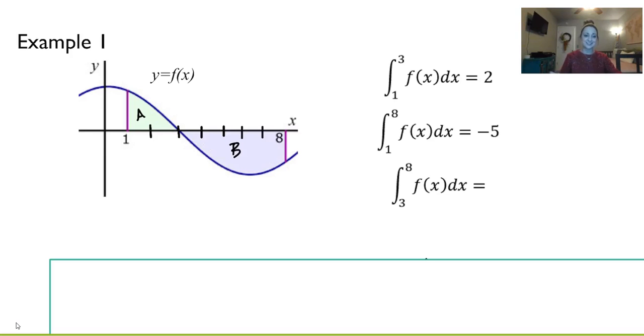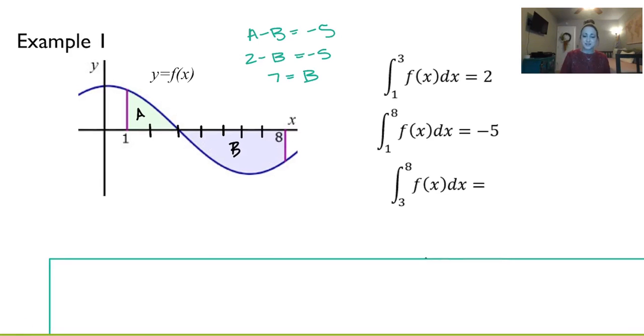Okay, we are back. So I got that area B, so all of this area is 7, because area A minus area B should be -5, right? And we have that area A is 2. So I'm getting that again, the area is 7. However, should the integral value be positive or negative? It should be negative because it's all below the x-axis.